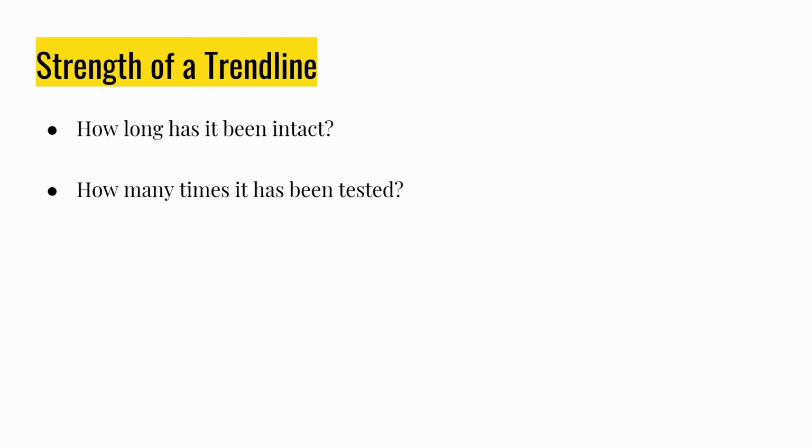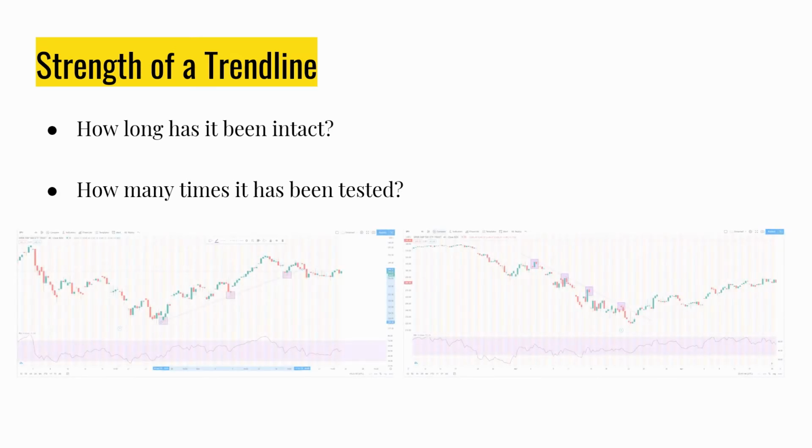Let's look at these 2 graphs that I showed before. The graph on the left shows the uptrend line, and we see that the trend line held for about a month. We can also see there are 3 touches or 3 bounces off the trend line. The graph on the right shows the downtrend line, and we see that the trend line also held up for a month. We can also see there are 4 touches or 4 bounces off the trend line.